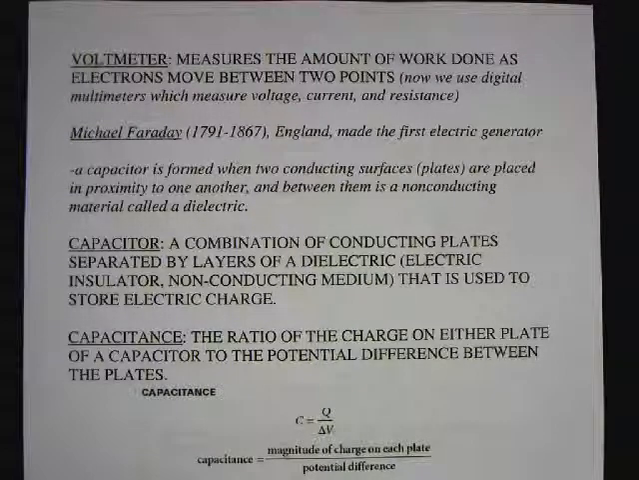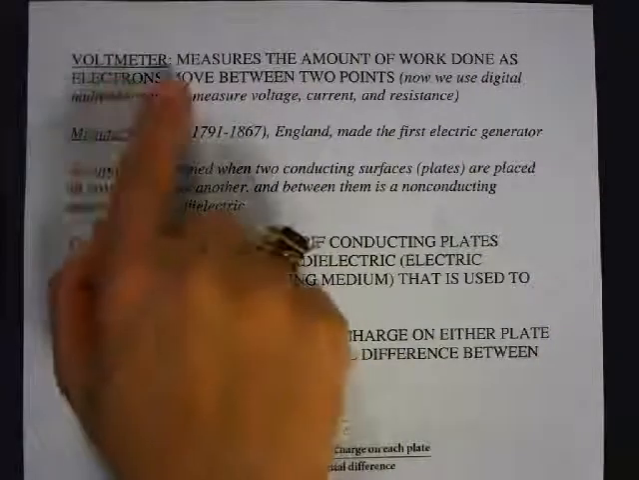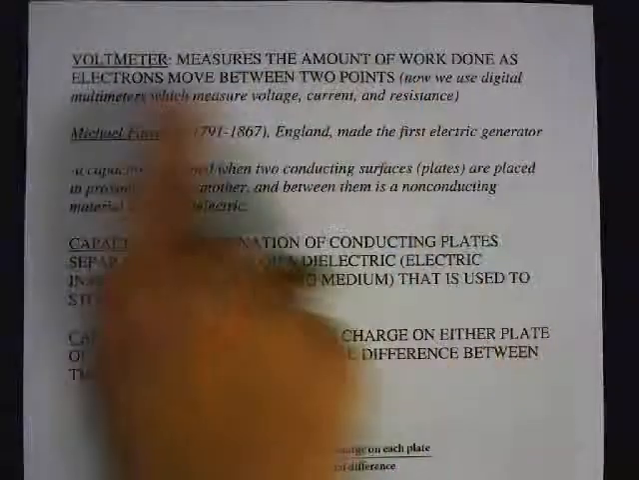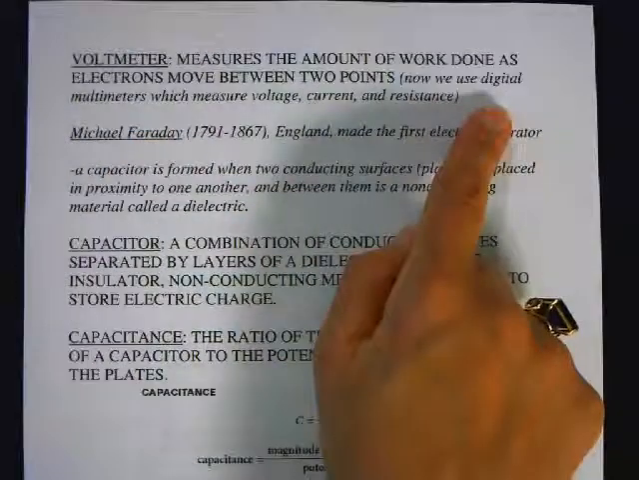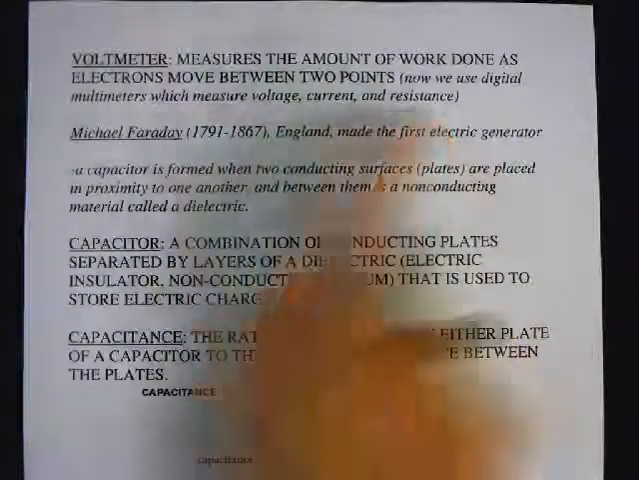Okay, so continuing with the notes for today, we see that we have different types of instruments. A voltmeter measures the amount of work done as electrons move between 2 points. Again, we're going to use the digital multimeters to measure the voltage, current, and resistance.